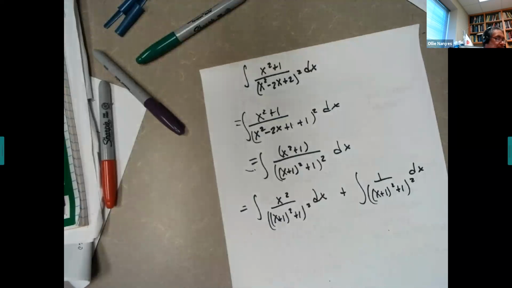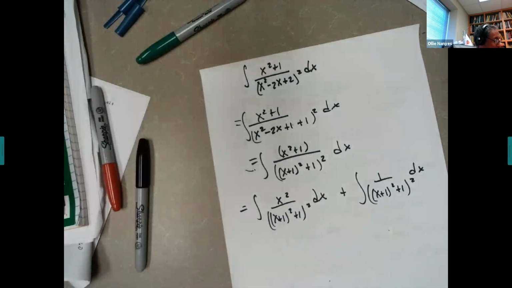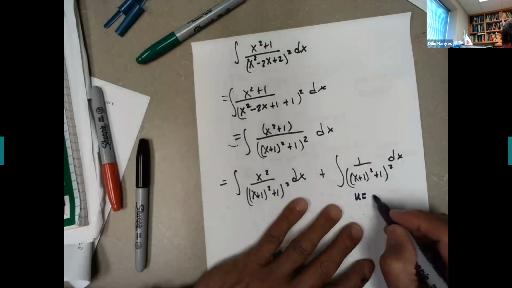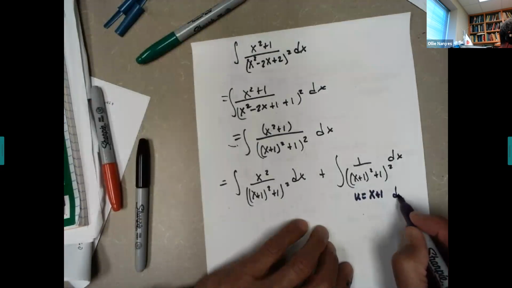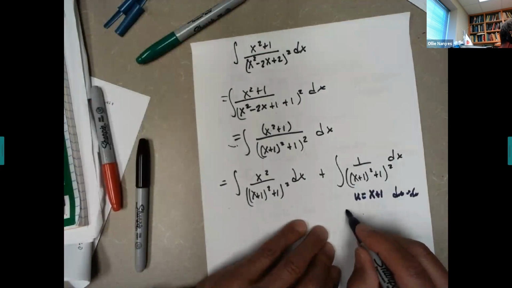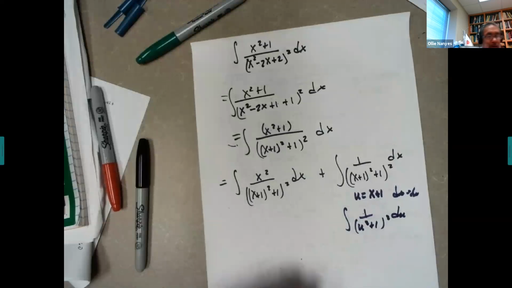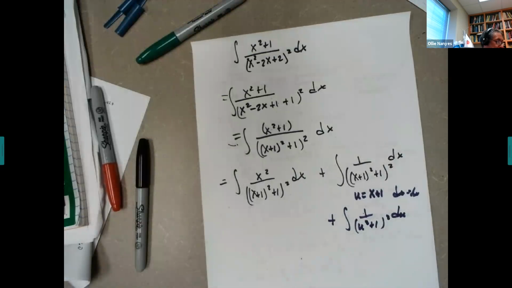Now this one is not going to be too bad. To do the second integral, actually you can do them both that way, I think. Here, if you let u equal x plus 1, du is just dx, because it's just a switch. So we have here 1 over u squared plus 1 squared. We know what that one's going to be. So it's going to be an arctangent type of situation.